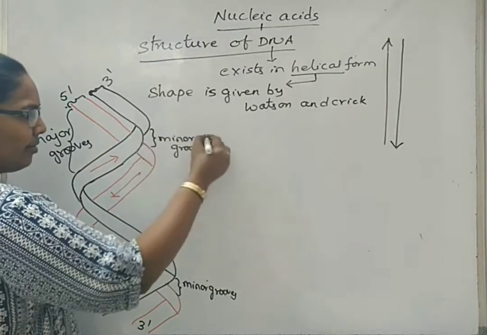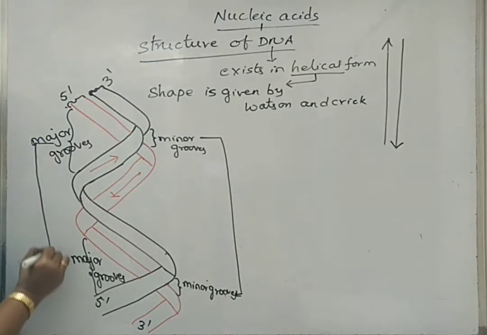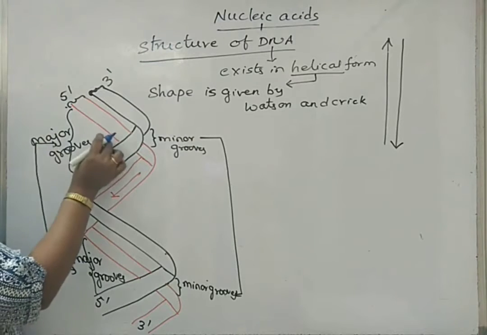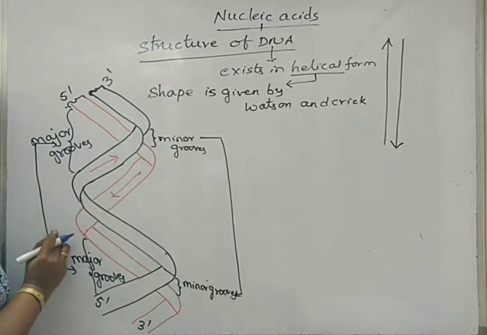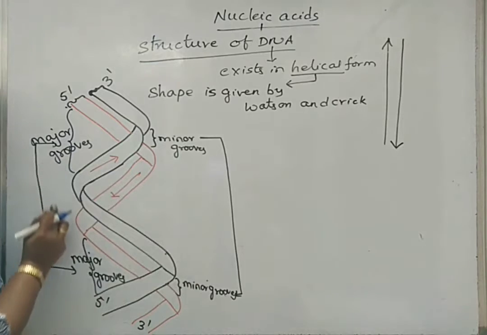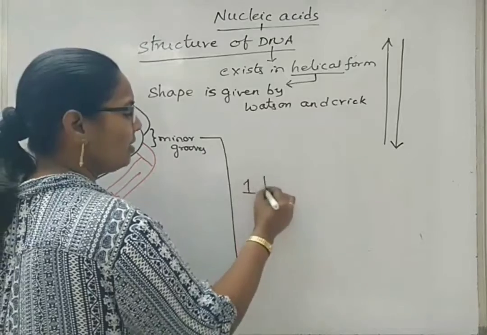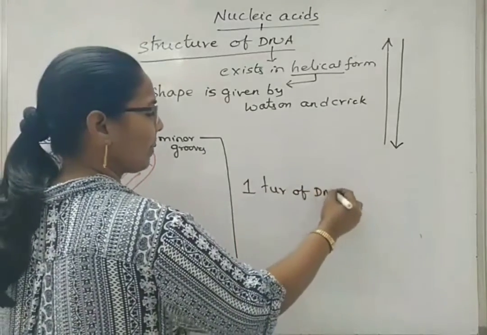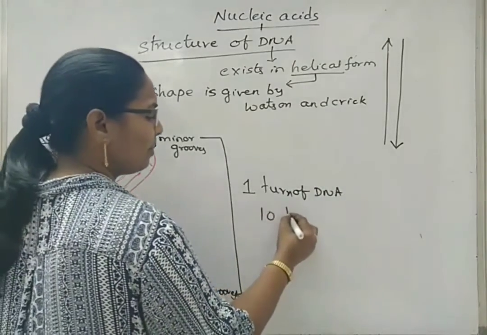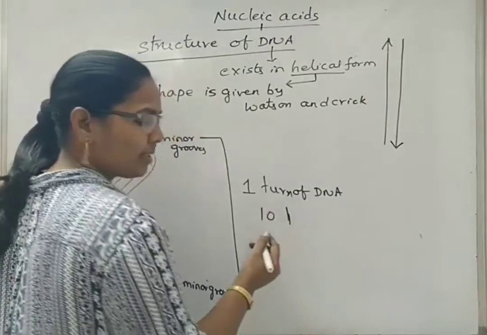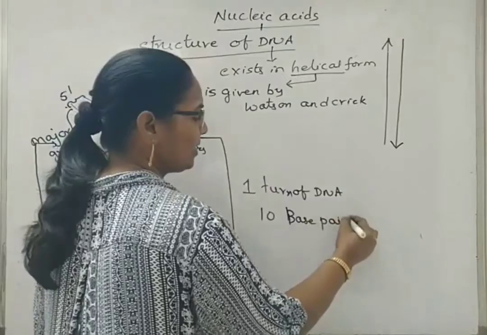The place from one minor groove to another minor groove, or from one major groove to another major groove, the depression-like structure or the folding-like structure, between two minor or between two major grooves, is termed as one turn of DNA. One turn of DNA is considered to be having 10 base pairs of nitrogen bases. 10 base pairs.